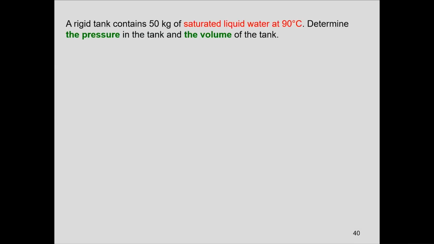Clear enough? Now we'll look at some of the examples to understand what we have learned, and you're going to help me out how to find out the properties. So let's say I have a rigid tank that contains 50 kg of saturated liquid water at 90 degrees. So I have saturated liquid water at 90 degrees centigrade. The mass of liquid is 50 kg. I have to determine the pressure in the tank and the volume of the tank. How would I determine that?